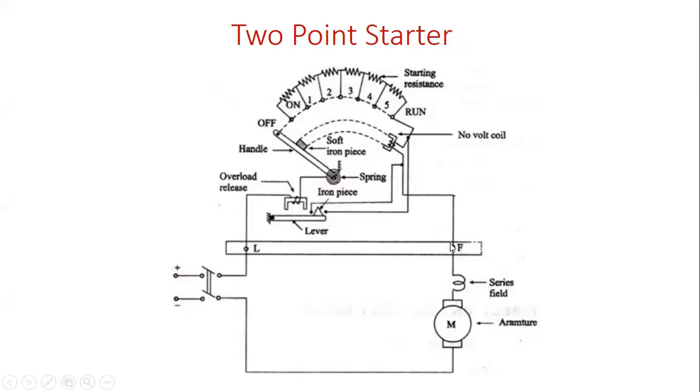If it is the case, what happens? See here, in this no voltage coil, there are two wires which are connected to this lever. Similarly, this handle is connected to an overload release coil.